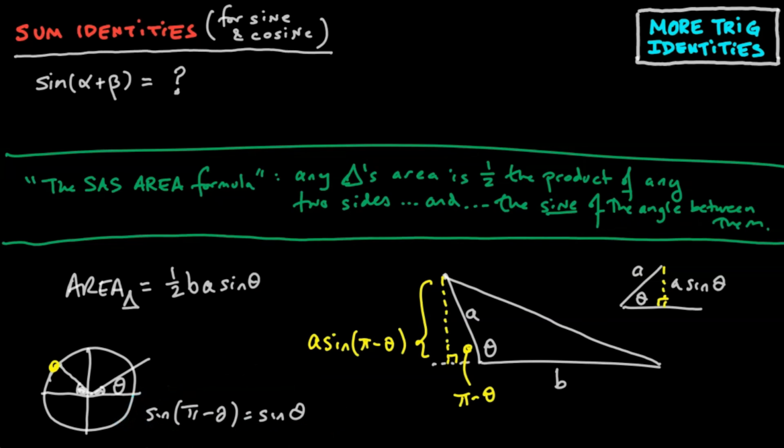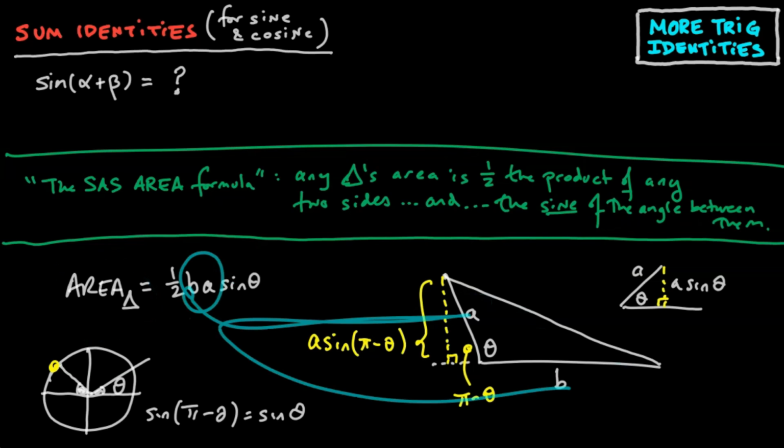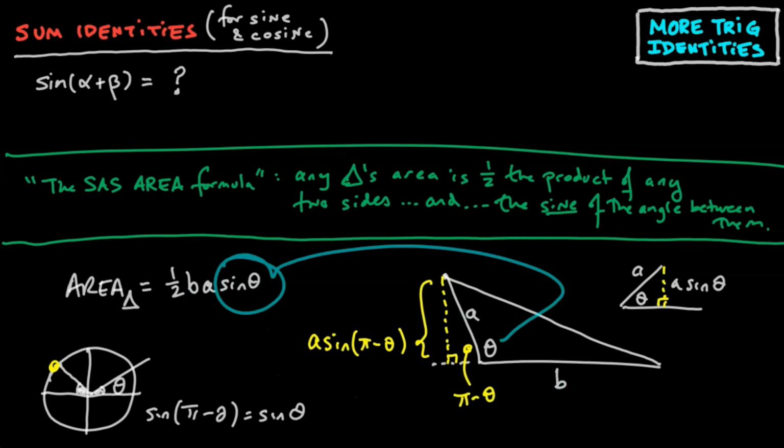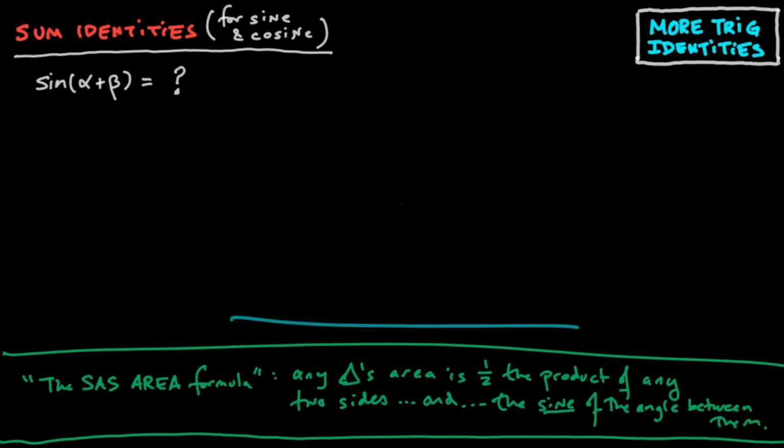And now I see that yes, even in this case where I have an obtuse triangle, the area is still half the product of any two sides times the sine of the angle between them. So this statement, as I've expressed it rhetorically, still holds. And it always holds for any triangle, any two sides, and their included angle. Good. Let's move this out of the way.